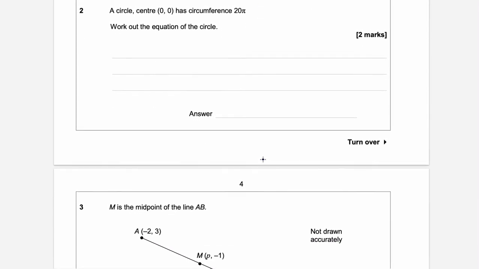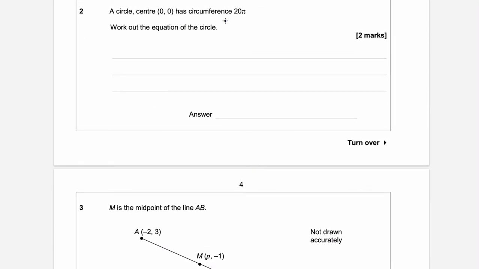Question 2. A circle has a center here and circumference 20 pi. Work out the equation of the circle. Okay, if the circumference is 20 pi, to get the equation of a circle, guys, we need the radius. So 2 pi r is equal to 20 pi. This is the circumference of a circle. Divide both sides by 2 pi, and r is equal to 10.